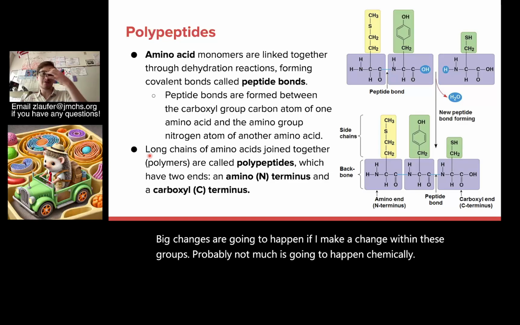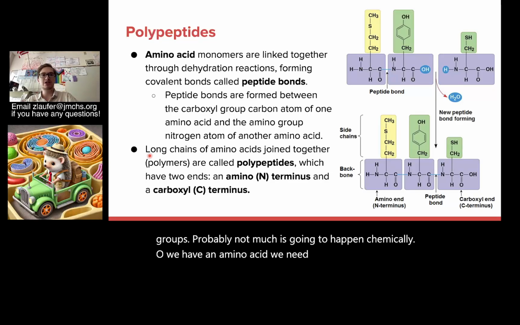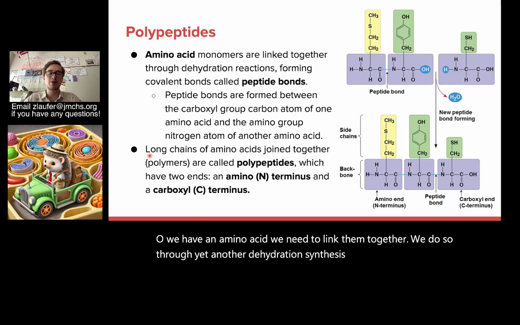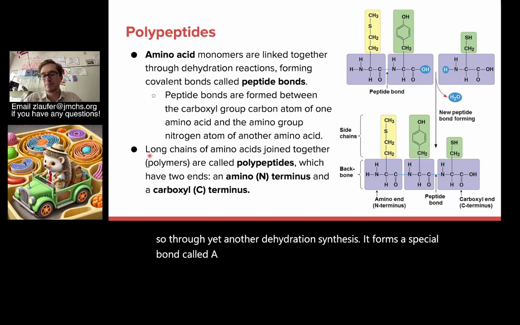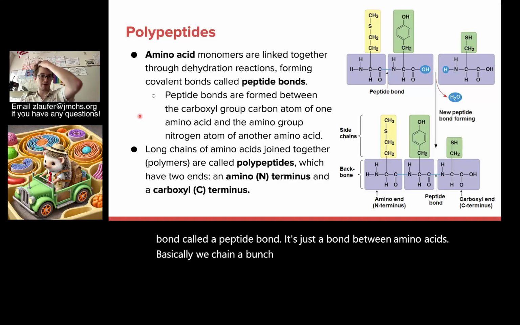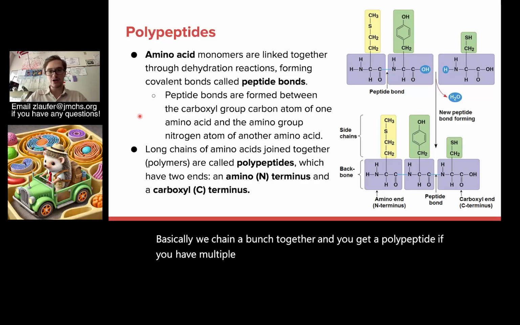So we have an amino acid. We need to link them together. We do so through yet another dehydration synthesis. It forms a special bond called a peptide bond. It's just a bond between amino acids. And basically we chain a bunch together and you get a polypeptide if you have multiple chains joined together.